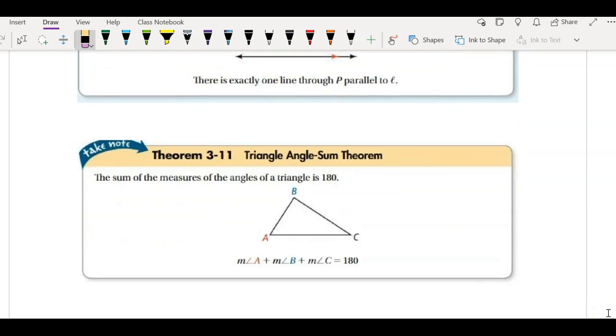Okay, so next we're going to look at the triangle sum theorem. All this says is the sum of the measures of the angles of a triangle is 180 degrees. So the measure of angle A plus the measure of angle B plus the measure of angle C is always going to equal 180, even if you have a crazy looking triangle like this. If those lines were straight and I found the measure of each of those angles, they would equal 180.